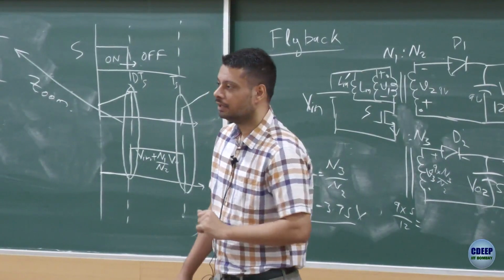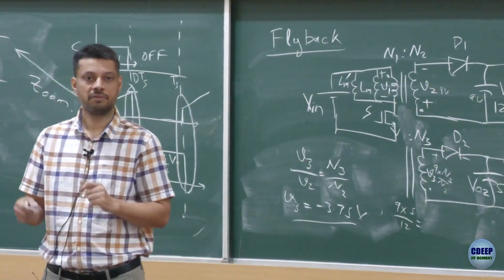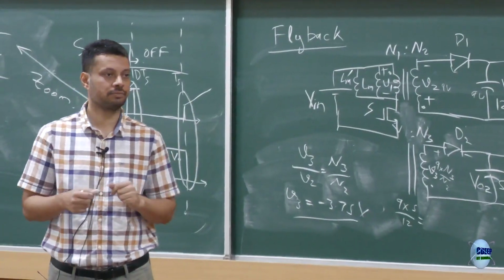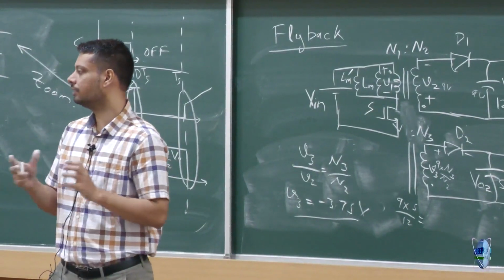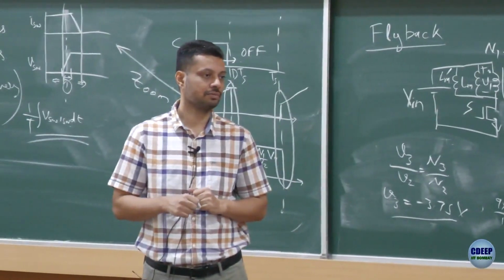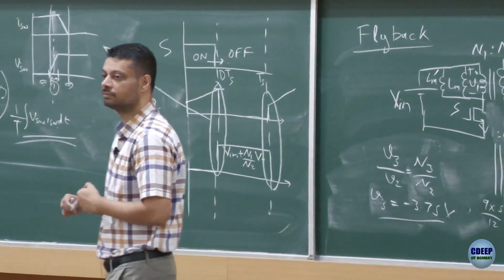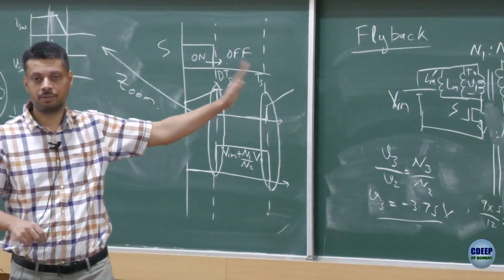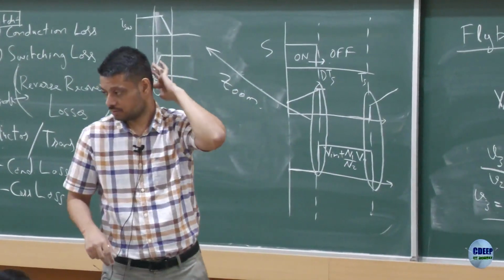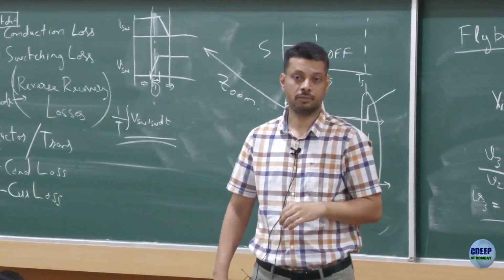Okay. Now the question is that I have a 50 volt battery and I want a 100 volt output. Which converter should I choose? Forget about flyback, don't say flyback. Among the three, which one should I choose? Boost or buck boost? Look, buck boost can do it.